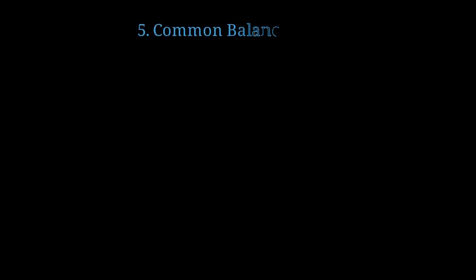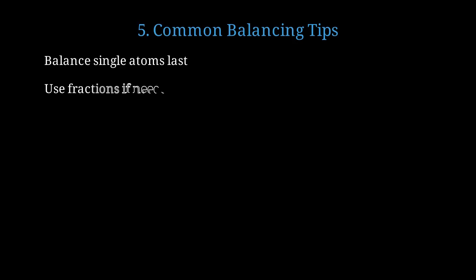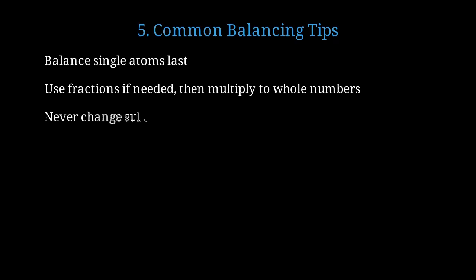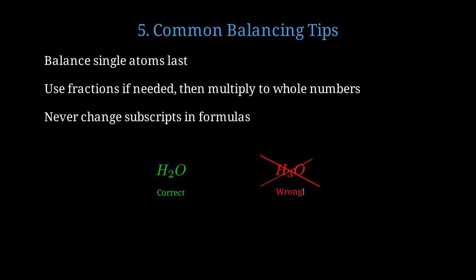Here are some helpful tips for balancing equations more efficiently. Balance elements that appear in multiple compounds first, saving single atoms for last. You can use fractions temporarily during balancing, then multiply everything to get whole numbers. Never change the subscripts in chemical formulas, only add coefficients in front. Changing subscripts creates a completely different substance, which is incorrect.